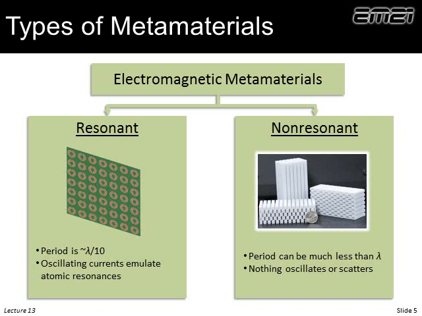So I'll say the period is somewhere around 1/10 of a wavelength. Obviously that can fluctuate a little bit, and most metamaterials are of metallic construction, and the oscillating currents in the conductors really emulate atomic scale resonances. So in a resonant metamaterial, there is something resonating. There's an oscillating current or something like that, but it's not the waves scattering between the different elements.